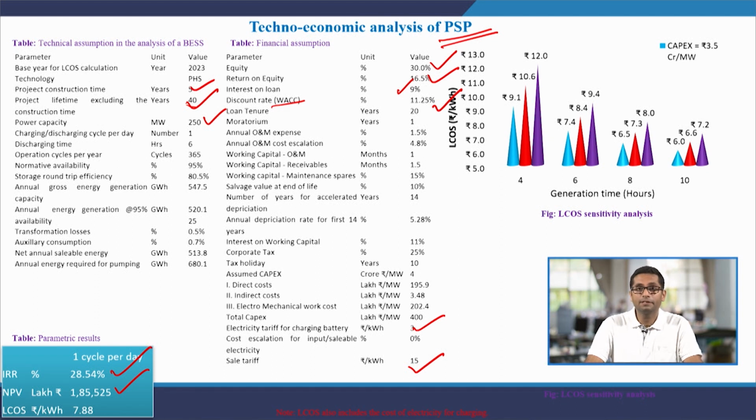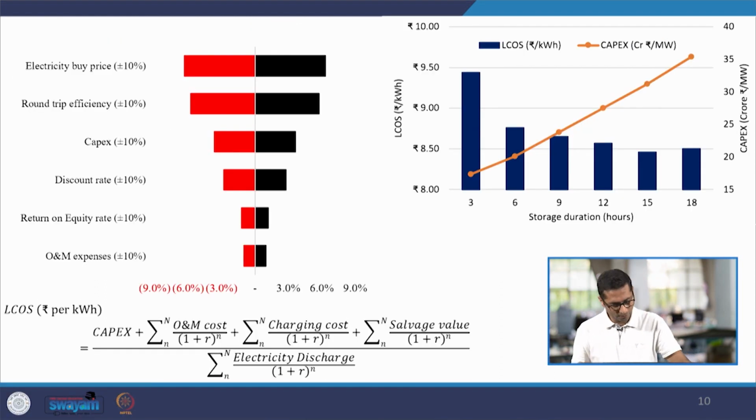What you see on the x-axis is the generation time. So you could use the same reservoir, depending on the water capacity, for generating electricity for 4 hours, 6 hours, 8 hours. So the more you use it for generation of electricity, the lower goes the LCOS, because you are making use of the same resources for a greater amount of electricity generation. So let me take you to the formula of the LCOS.